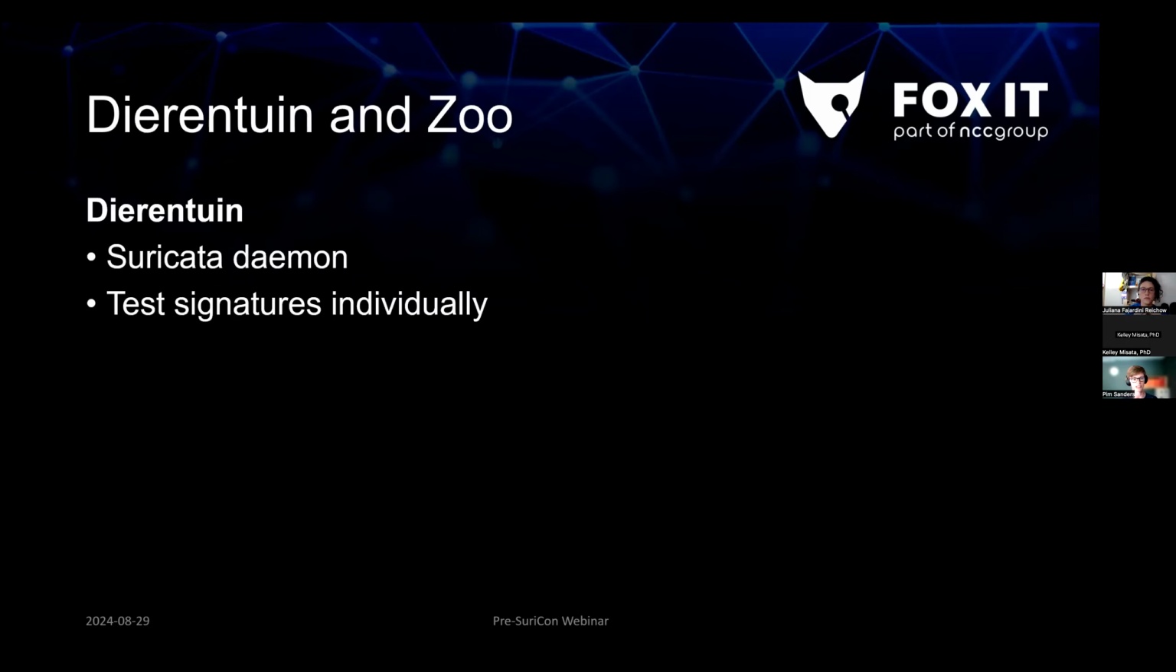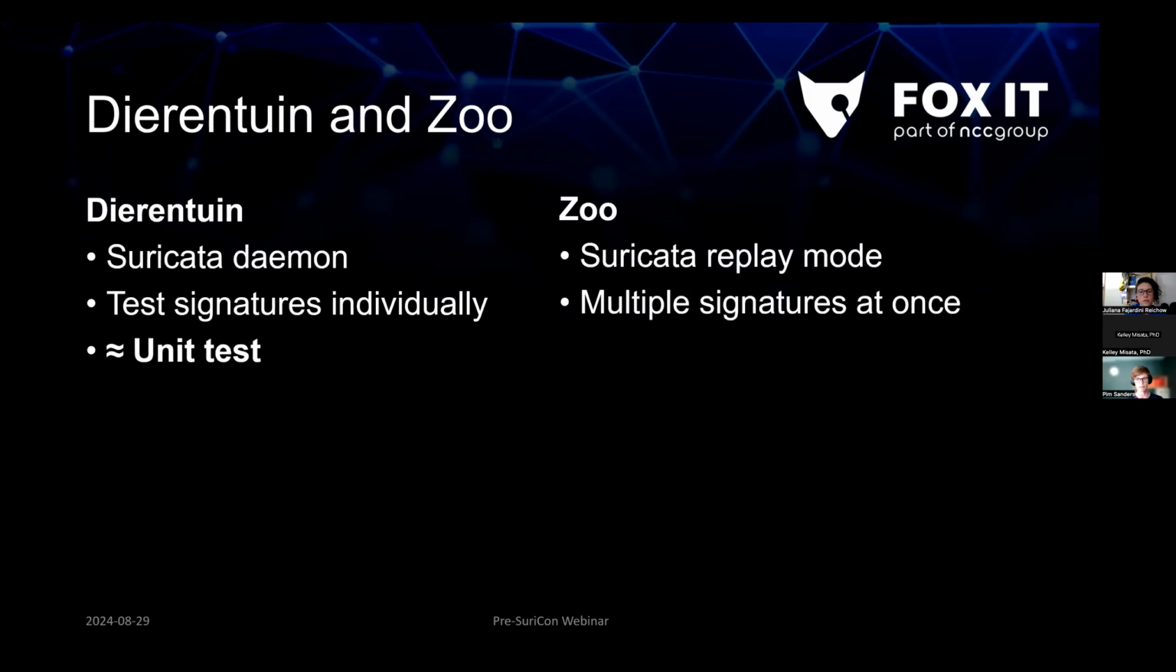Dierentuin does this by using the Suricata daemon and testing signatures individually. So it's comparable to a unit test where you test a bit of code on its own. Zoo uses Suricata in replay mode, so it will test all the signatures that are given, on all the PCAPs that are given. That could be seen as an integration test, where you want to find out if the rules behave as intended, even when there are other rules which could have an influence on it.